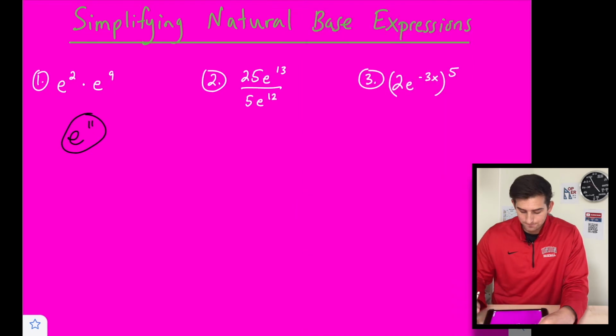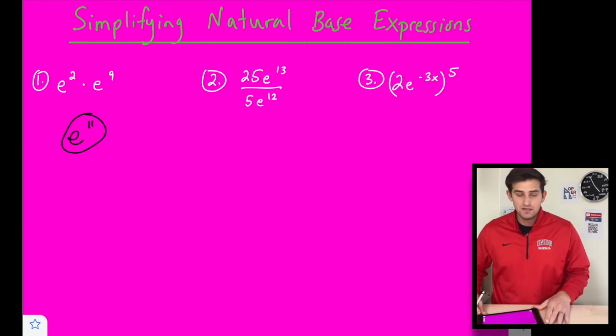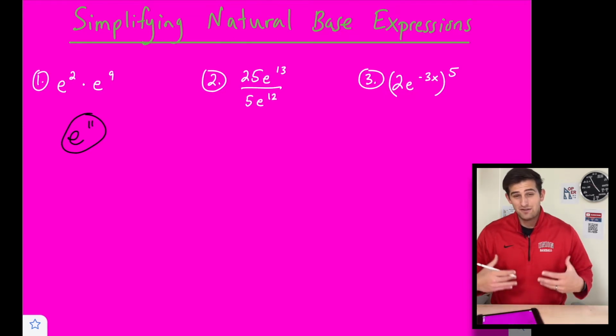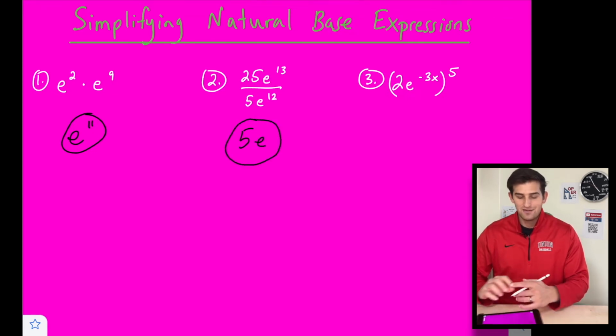Let's take a look at number 2: 25e to the 13th divided by 5e to the 12th. It's the same property rule I talked about with MADS. Now we have a division problem, so we can subtract our exponents, and we can divide our constants. 25 divided by 5 would be 5. Then e to the 13th divided by e to the 12th, we subtract 13 minus 12 and just get e. So our answer would just be 5e.